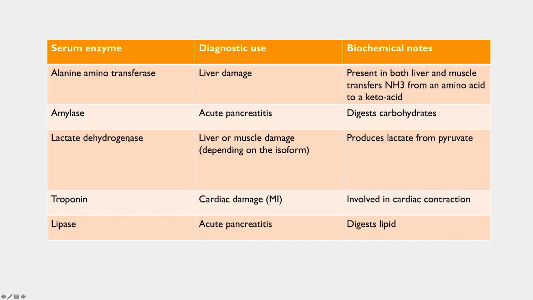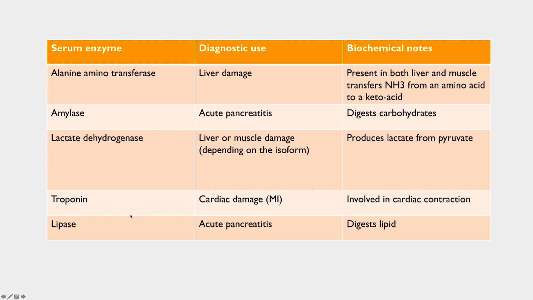Lactate dehydrogenase is an enzyme we will discuss with respect to both red blood cell metabolism and anaerobic metabolism. Elevated levels of lactate dehydrogenase in circulation could be suggestive of either liver or muscle damage, depending on the isoform of the enzyme. This enzyme catalyzes the reaction to produce lactate from pyruvate.